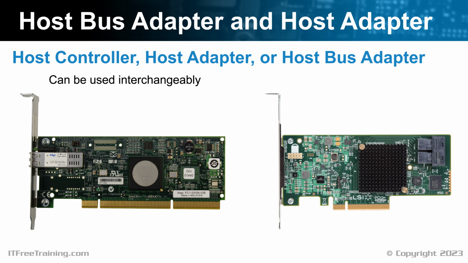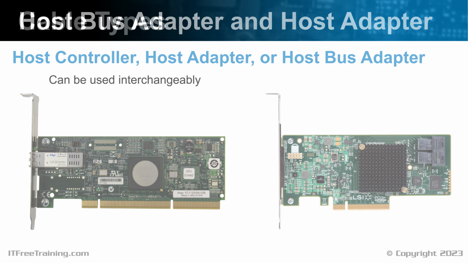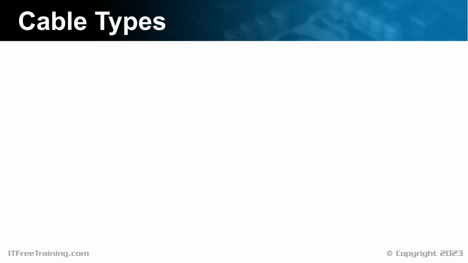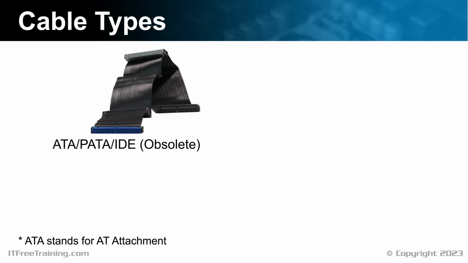In order to connect a device to an adapter card like these, in most cases, a cable will be required. There are a lot of different cable types available, so I will only briefly cover some of the more commonly used ones. In other videos, I will go into more detail about these other cables. The first cable is the ATA, PATA, or IDE cable. Hard disks essentially use all the same cable. There were different standards over the years, but they are backwards compatible.